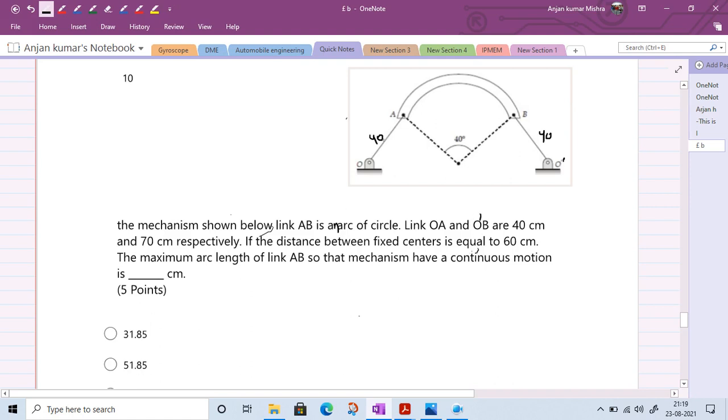Let's call this O dash. O dash B is equal to 40 centimeter, sorry, no, it's not the same, it's different. Link OA is equal to 40 and this OB is equal to 70. Okay, if the distance between the fixed centers is equal to 60 centimeter.